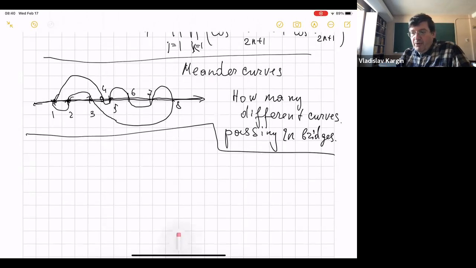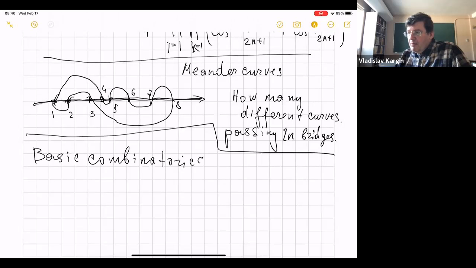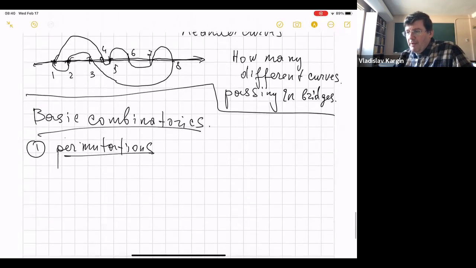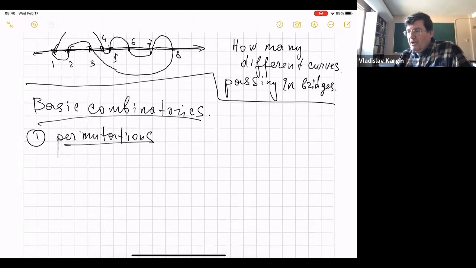Basic combinatorics. Okay, so the first thing is permutations, and more precisely, the number of permutations.